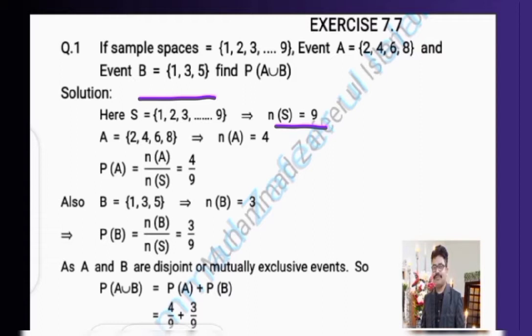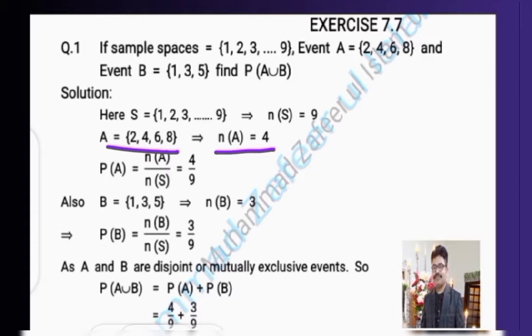The symbol n of S means that the values in the sample space are 9, and the event A has the values 2, 4, 6 and 8. There are 4 values in event A. Therefore, the number of values in event A is 4.